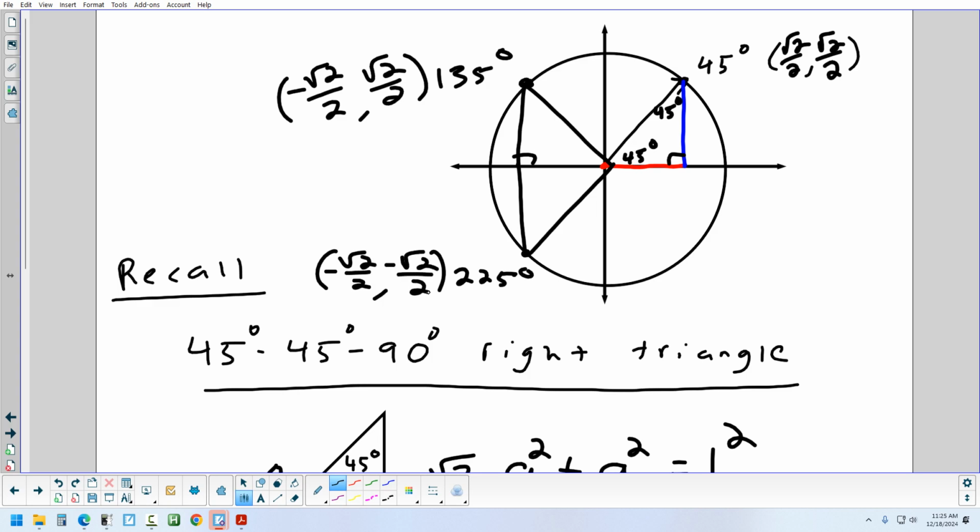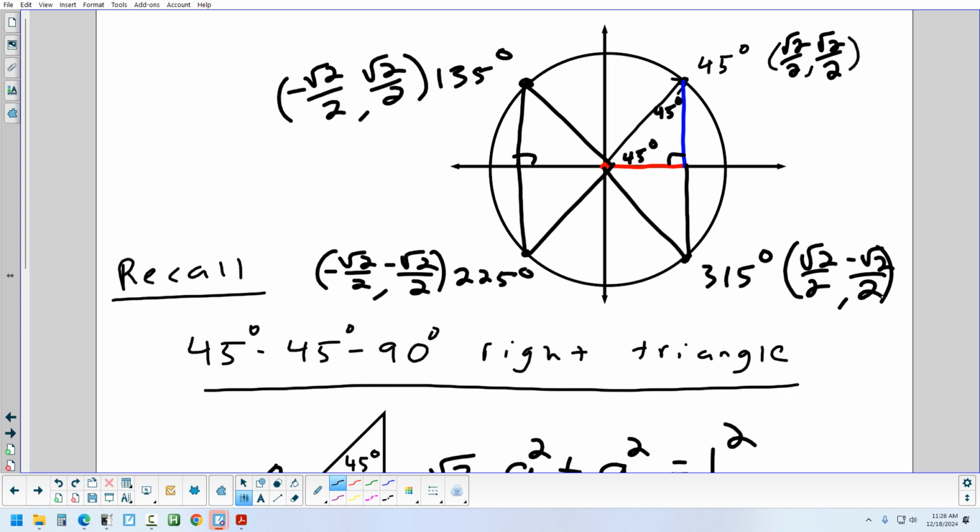And the last 45 you can have is in quadrant 4. What's the 45-degree angle in quadrant 4? Well, what's the angle first? 315. And what's the coordinate? It would be square root 2 over 2, negative square root 2 over 2.